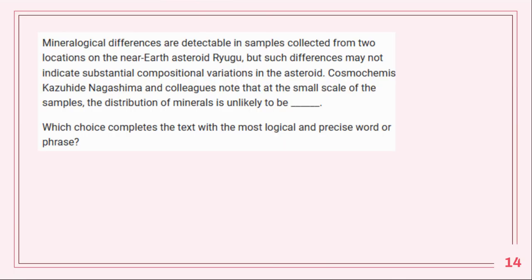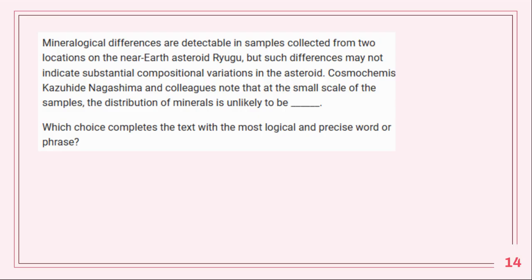All right. Mineralogical differences are detectable in samples collected from two locations on the near-Earth asteroid Ryugu, but such differences may not indicate substantial compositional variations in the asteroid. It's a lot of big words. Cosmochemist Nagashima and colleagues note that at the small scale of the samples, the distribution of minerals is unlikely to be blank. Okay, so this passage is very sciencey and a little confusing. So let's just try to get the main idea of the text first, right?